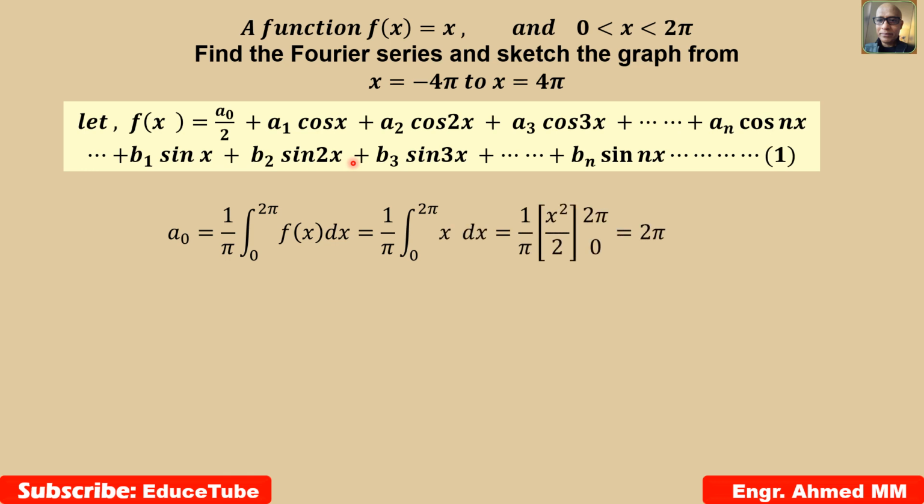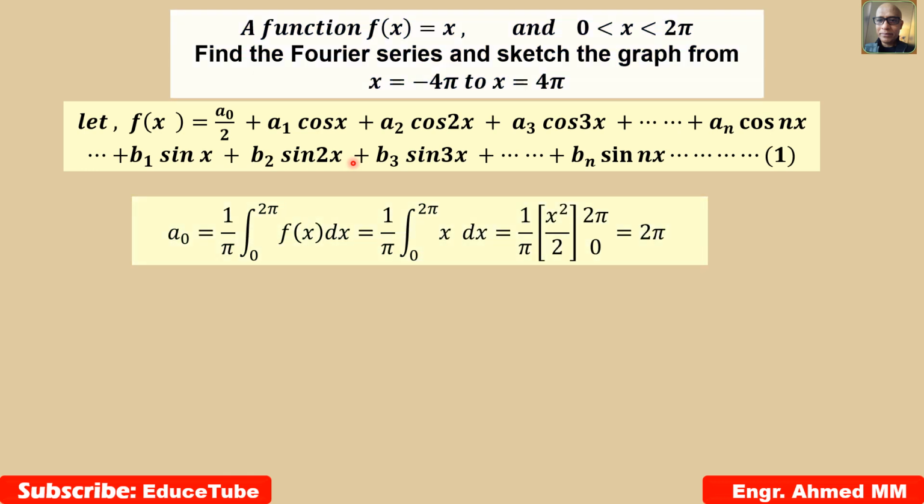As I told, we have to use this a0 equal to this. Already in the previous slide we got this. So x is the function of x. Now 2 pi and 0, we have the range. Putting in the upper limit and lower limit, we get our value as 2 pi. So a0 we got as 2 pi. We can put this a0 value here, 2 pi. Now let's move on to finding an.